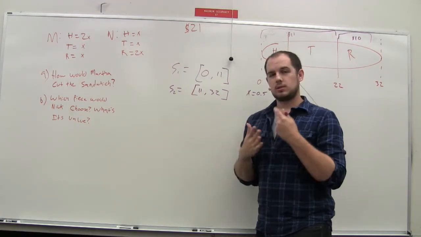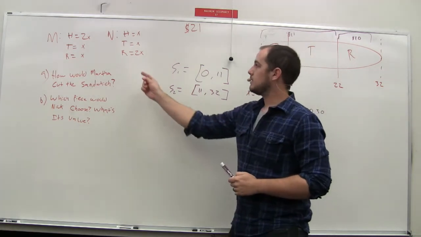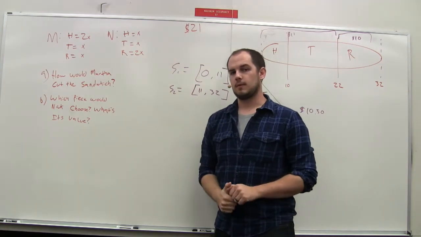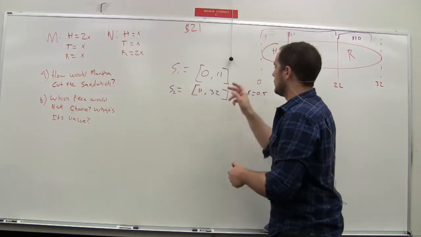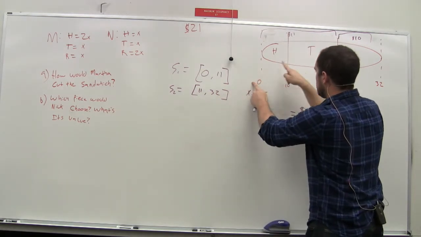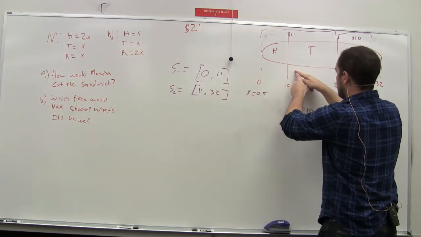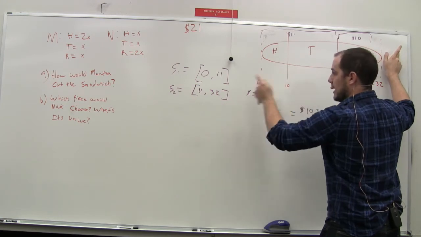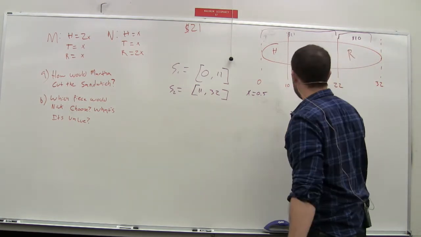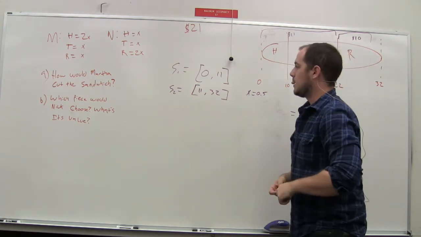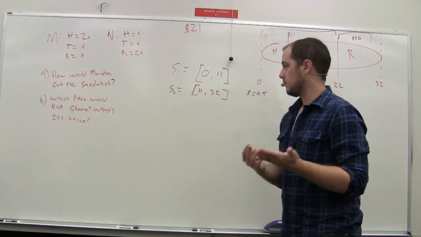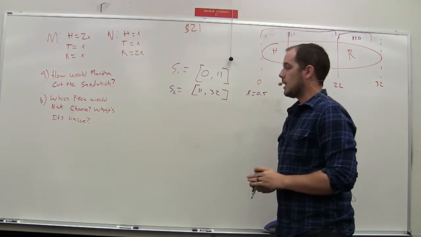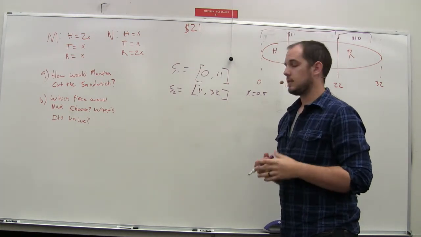So let's use some logic here. We know that Nick likes roast beef more than any other flavor. So let's consider which piece has that roast beef. Remember, Martha cut from 0 to 11, and from 11 to 32. So S2 is the piece that has the roast beef. So logically, he should choose that one. Let's prove it, though. Let's prove that that's really the piece that he'll choose. We want to do that by figuring out the value.